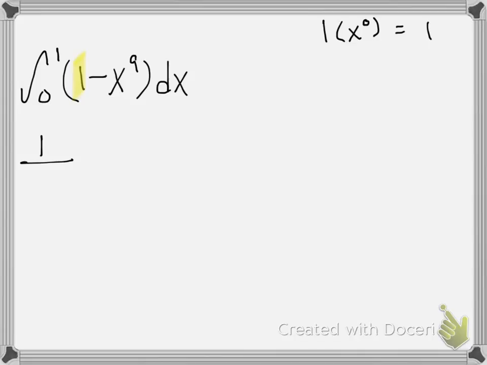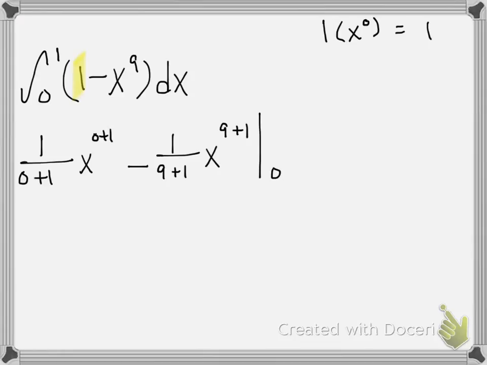the 0 would be the n, so we have our n plus 1, x to the 0 plus 1. That is going to be minus our exponent, or our number 1 in front of the x, because that's just implied or should be understood, minus 1 over our n, which is 9, plus 1, x to the n plus 1, and that is being integrated from 0 to 1.